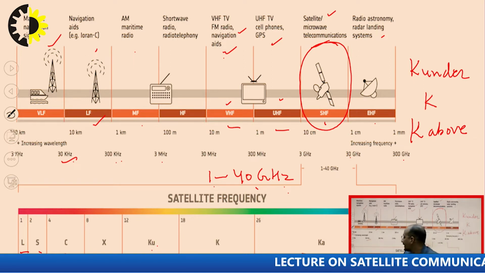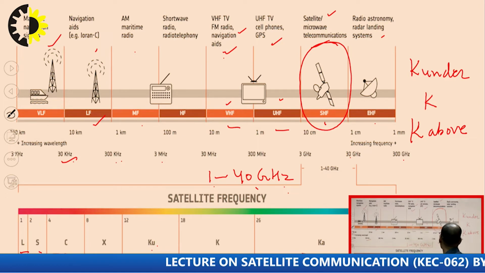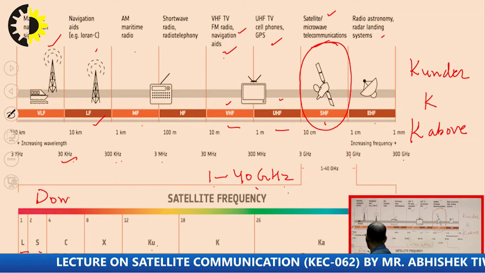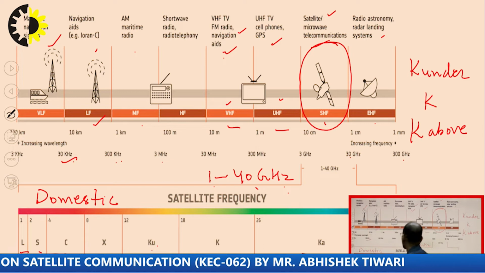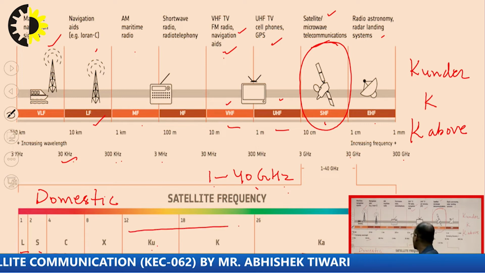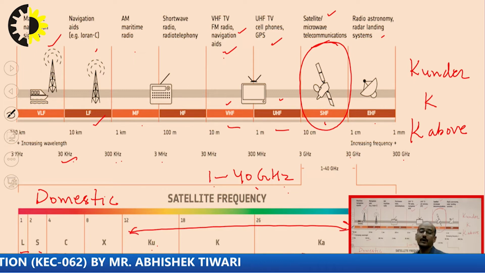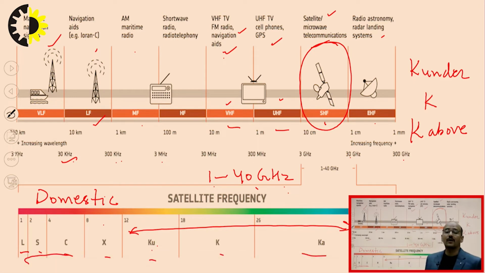These three initial bands are used for domestic purposes only. Whereas Ku, K and Ka are used for extraterrestrial operations, and X is used for military applications. So this is the satellite frequency allocation.